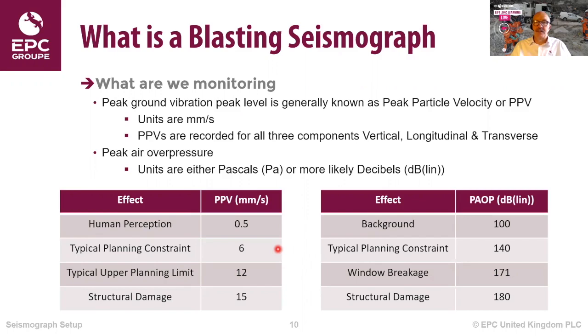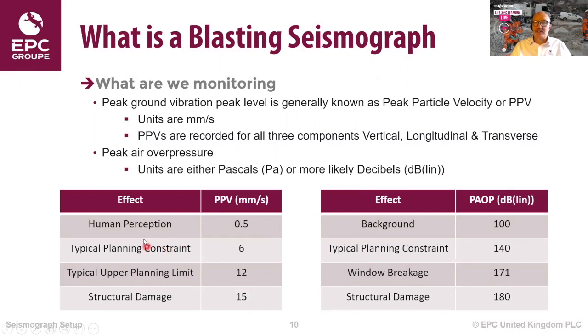So that's vertical, longitudinal, radial, and transverse. The peak air overpressure, we will generally see that quoted in pascals or more likely in decibels. So decibels are little d, big B, and then we should see brackets lin or brackets linear or brackets L. That indicates that it's a special air overpressure transducer to record low frequencies. It's important that you make sure you're using dB lin.